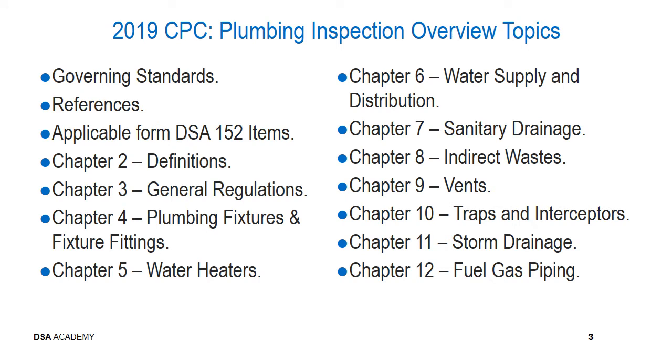The topics that we'll be discussing in this presentation are the following: the governing standards, references, applicable Form DSA 152 items, which is the Project Inspector inspection card, Chapter 2, which is definitions, Chapter 3, which discusses general regulations, Chapter 4, plumbing fixtures and fixture fittings, Chapter 5, water heaters, Chapter 6, water supply and distribution, Chapter 7, sanitary drainage, Chapter 8, indirect wastes, Chapter 9, vents, Chapter 10, traps and interceptors, Chapter 11, storm drainage, and finally, Chapter 12, fuel gas piping.